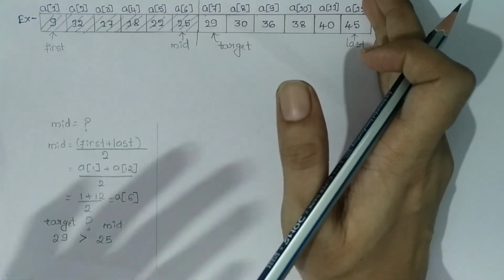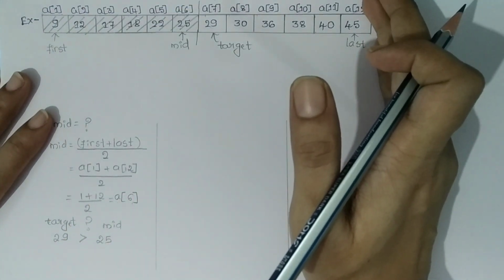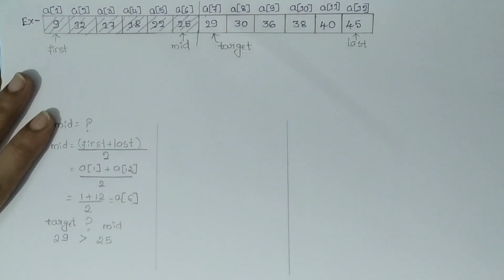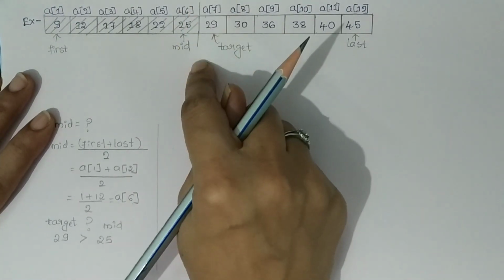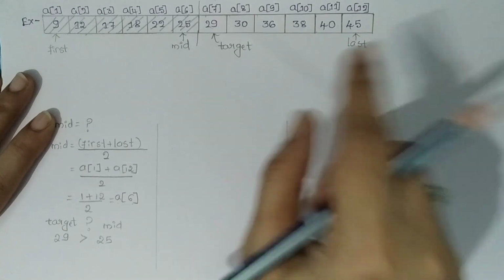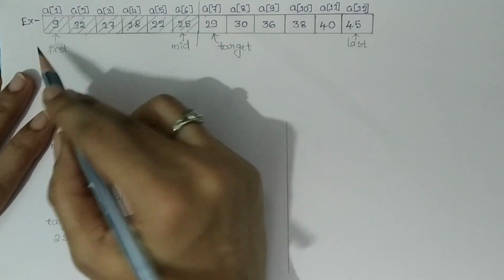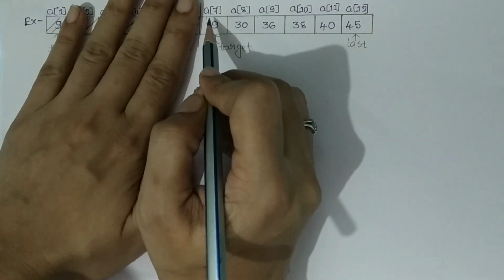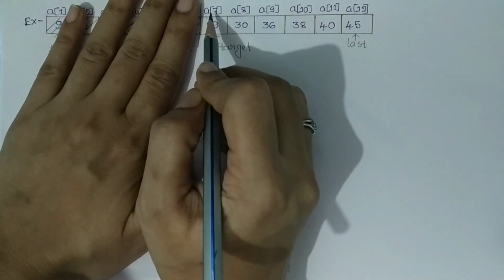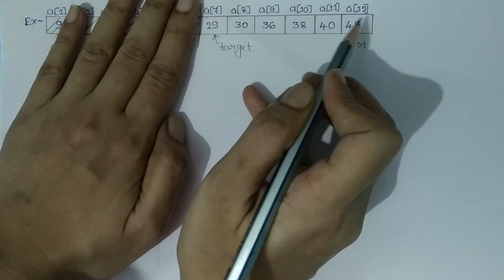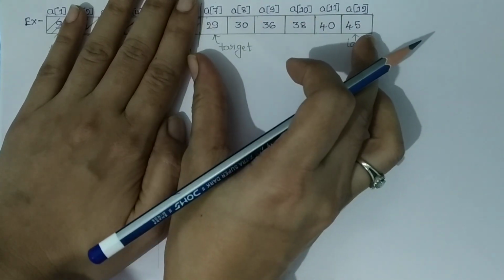Now for further search what we have to do? Again we have to assign first, we have to assign last, and again we have to find out the mid value of the list, and again compare target value with the mid value. So here first is eliminated. Now I have to search from array of 7 to array of 12. I have to consider only these elements.